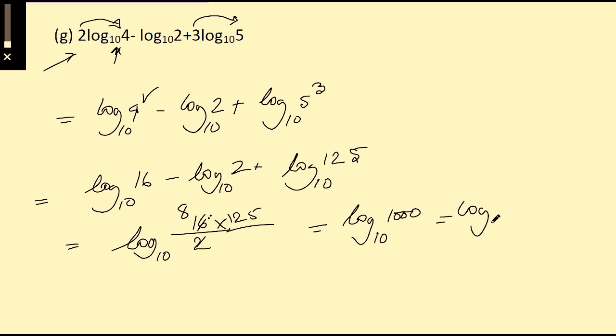Instead of 1000, we can write it as 10 cubed, since 10 cubed will become 1000. So here first we should take this power as a coefficient of log, then it will become 3 times log 10 to the base of 10. Here this log will become 1, then finally we will have 3, and this is our answer.